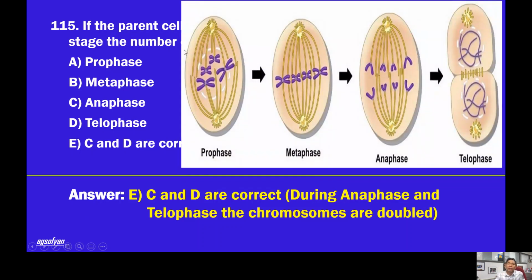So if you see this picture, in prophase the number of chromosomes is 4, in metaphase the chromosome number is 4, and in anaphase and telophase the chromosome numbers are double, right? From 4 into 8. So if we start with 46, then anaphase will have 92, and telophase will also have 92 chromosomes.